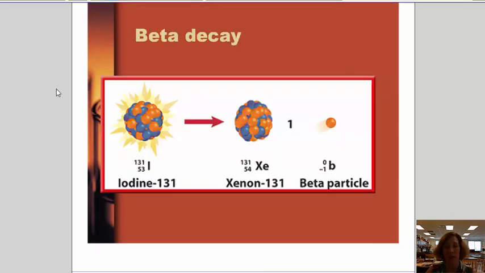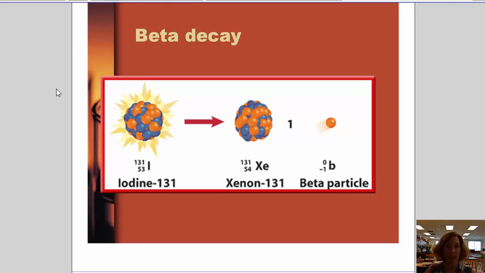You're also going to see beta decay. So remember, a beta particle is an electron. So it's not going to affect the mass. So 0 plus 131 is 131, but it will affect the number of protons. So -1 plus 54 gives me 53.